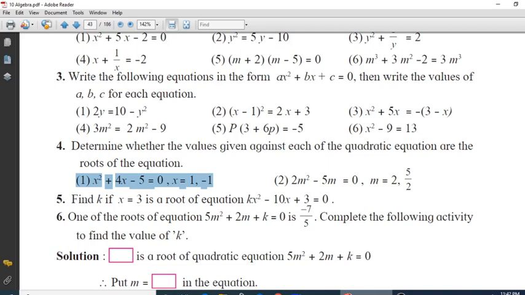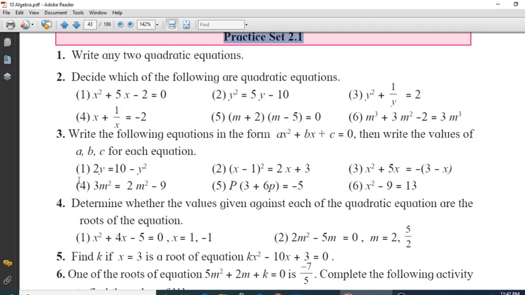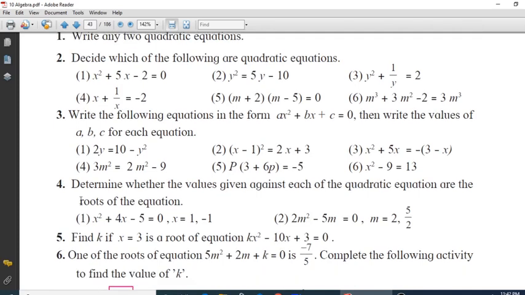This is our second session. We will continue this exercise number 2.1. Last time we discussed till this question number 3. Now we're going to start with this question number 4.